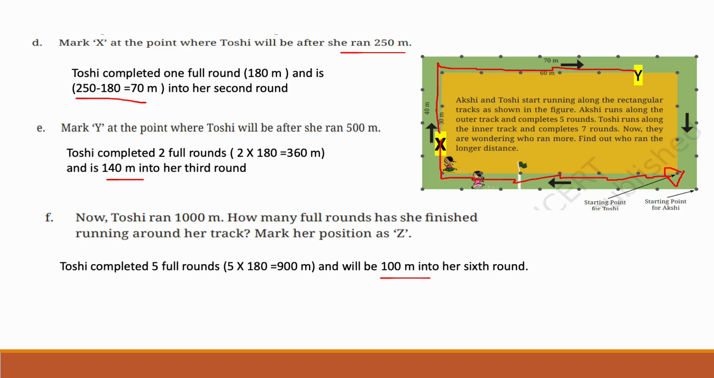So, she will be 100 meter into her sixth round. Okay, so where we should mark the point? From starting point up to X it is 70. Then here it is 80, 90, 100. So we should mark Z here.